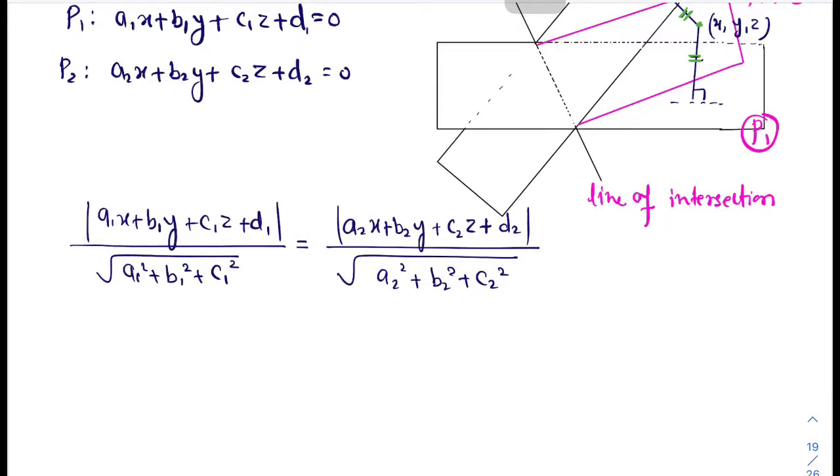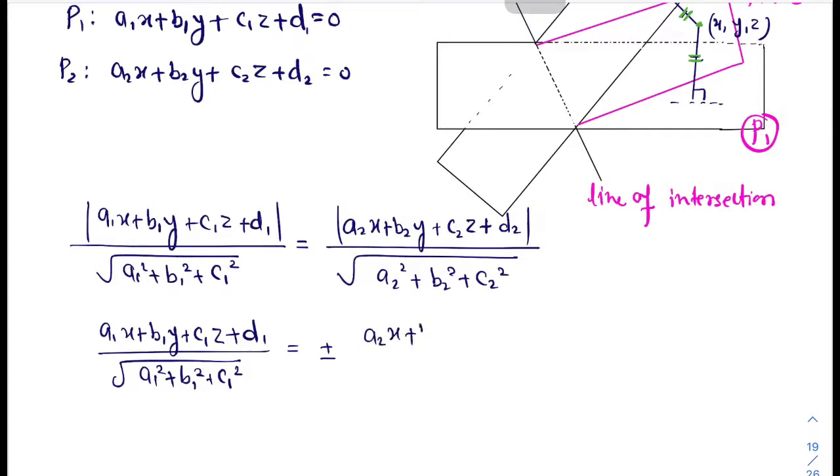If we remove this modulus sign, we will get a1x plus b1y plus c1z plus d1 upon the square root of a1 square plus b1 square plus c1 square, equal to plus minus a2x plus b2y plus c2z plus d2 whole divided by the square root of a2 square plus b2 square plus c2 square. So by considering this plus and minus sign, we will get the bisectors of the two angles between the two planes. One will be acute, so the other will obviously be obtuse.